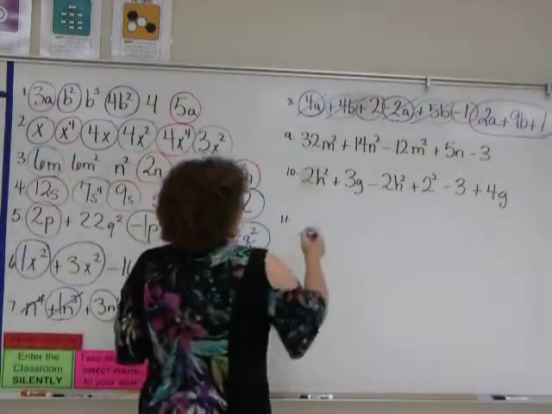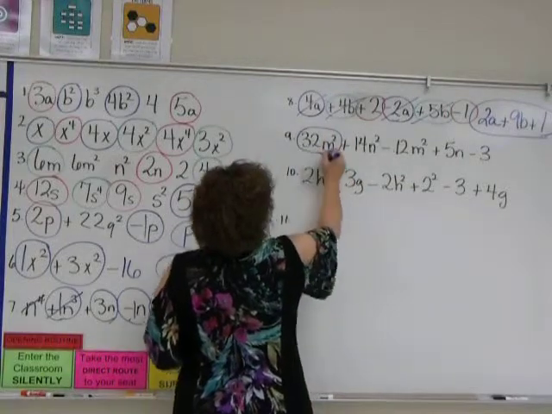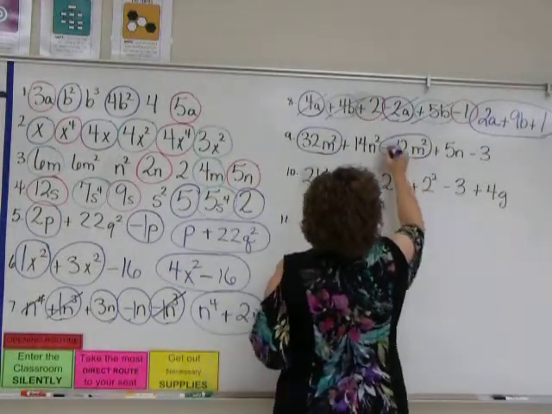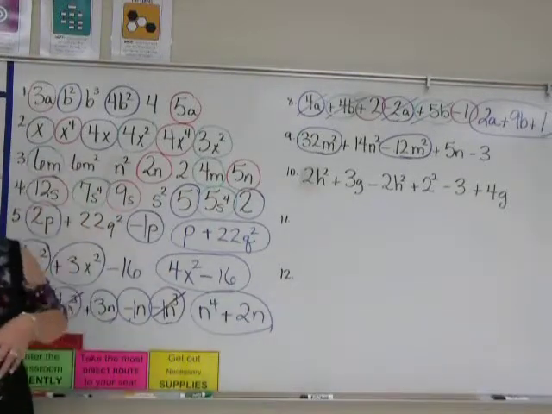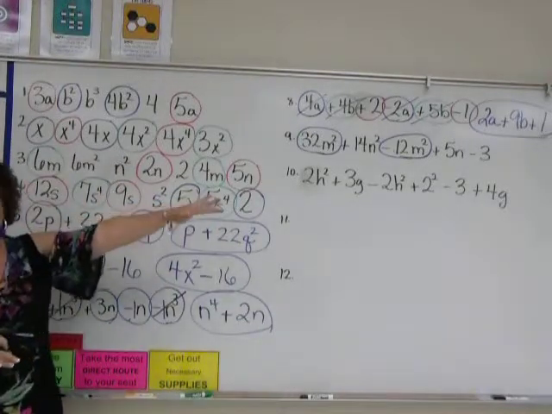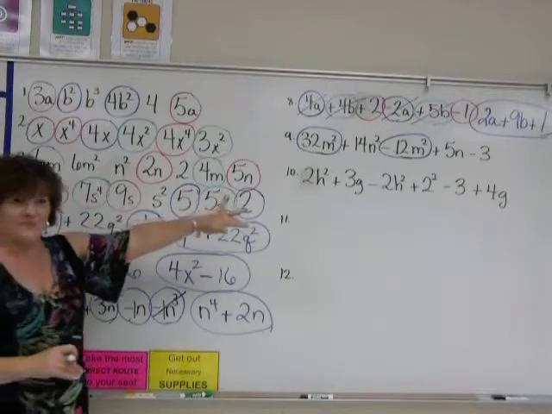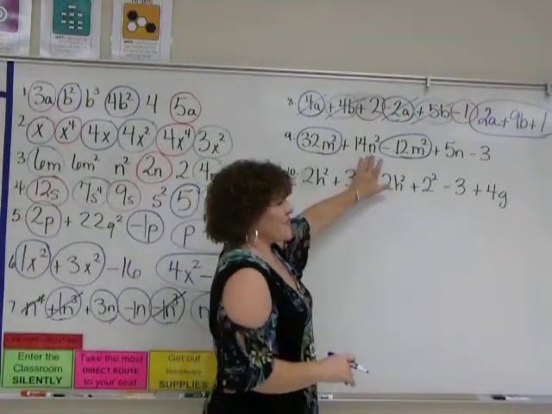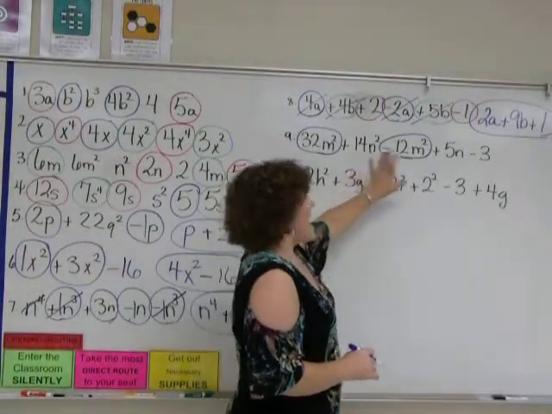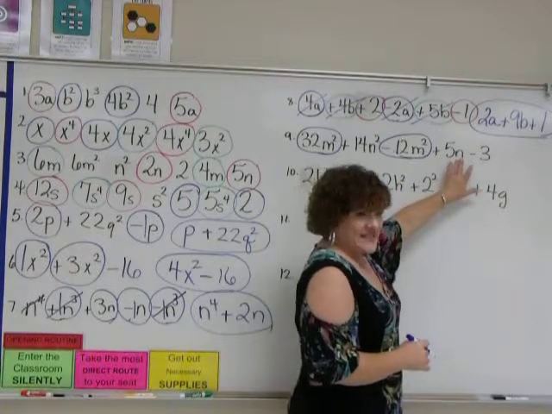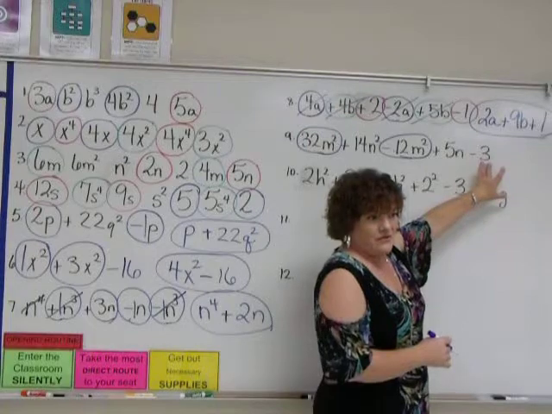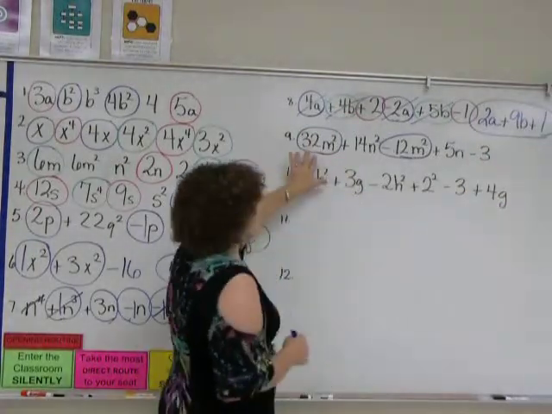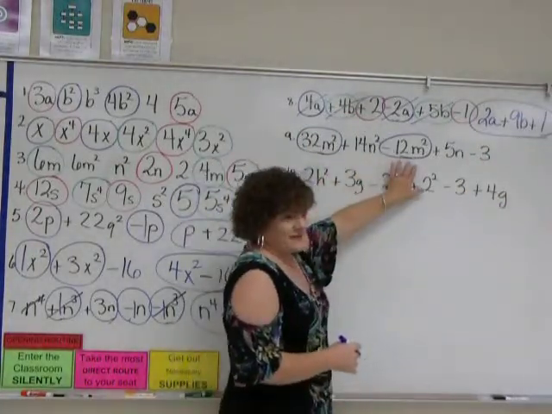Number 9, I have M squares. I have M squares. In that problem, that is the only thing that had like terms. I did not have any other n squares. I did not have any other n's. And I did not have any other whole numbers. So these are the only ones I can combine.